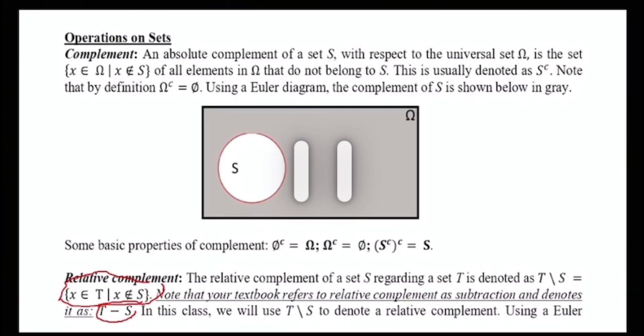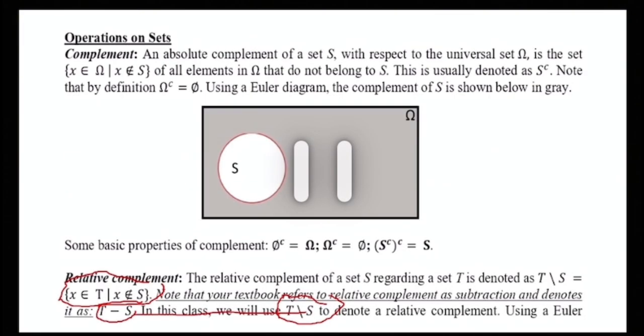Another way I can write that is this notation. We play with a lot of notation. There's no difference between these two notations. Whether I say T minus X or I say T dot X, there's no difference between them. So that's what we mean by relative complement.